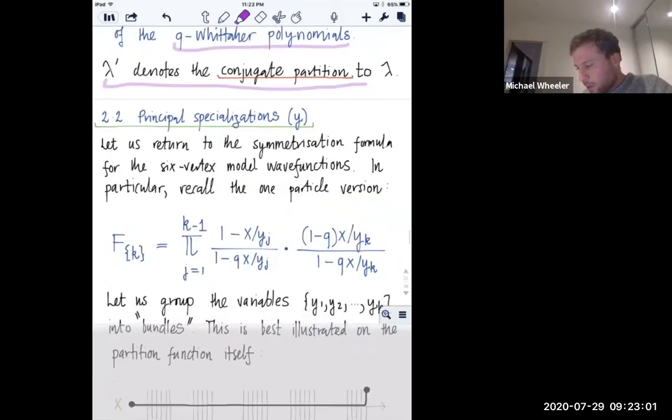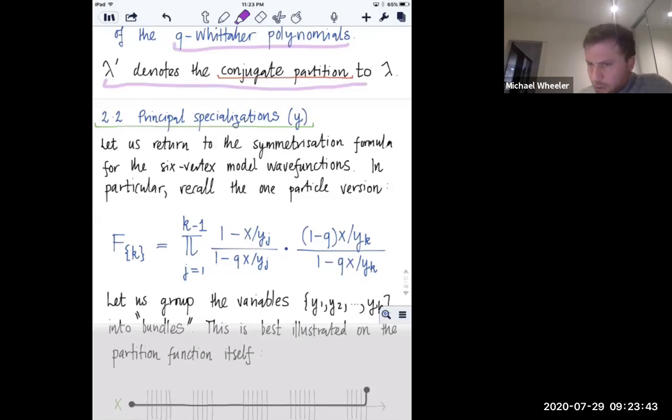Okay, so this is the primer on the functions we're going to be looking at. Now I would like to say something about how you can actually get to them coming from the six-vertex model, which is really one of the aims of these talks. We have those six-vertex wave functions that depend on two alphabets: the x alphabet, which are the horizontal variables, and the y alphabet, which are the vertical variables. What we're going to do now is start to specialize those variables in certain ways.